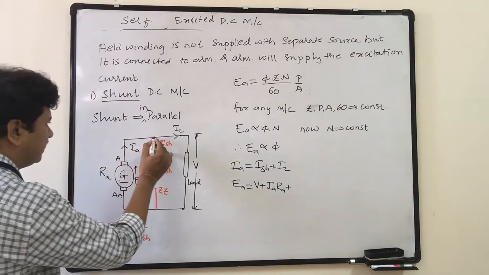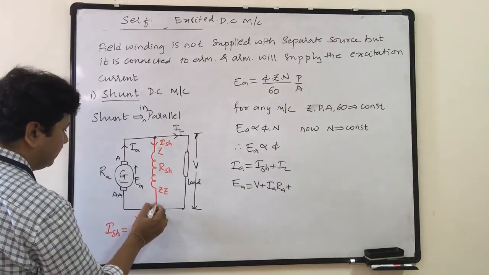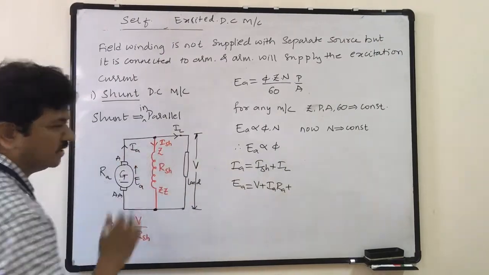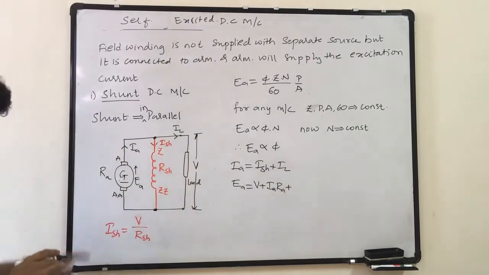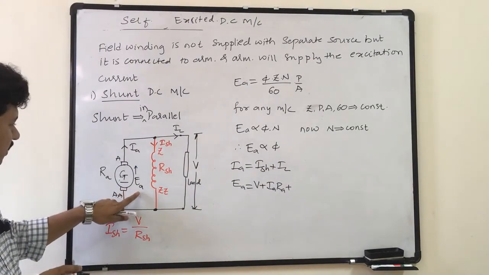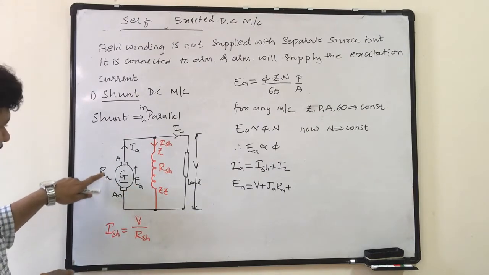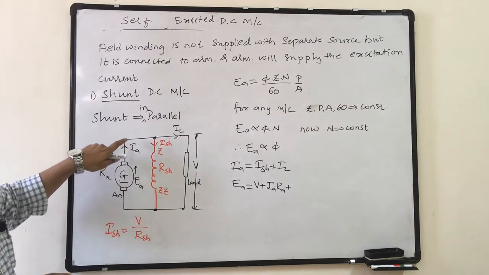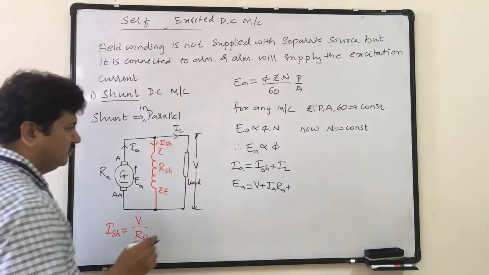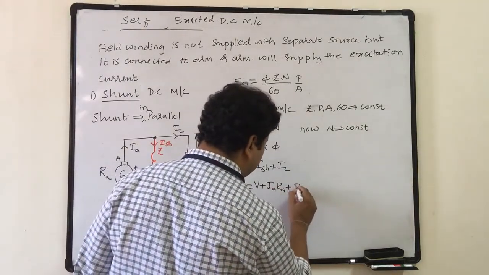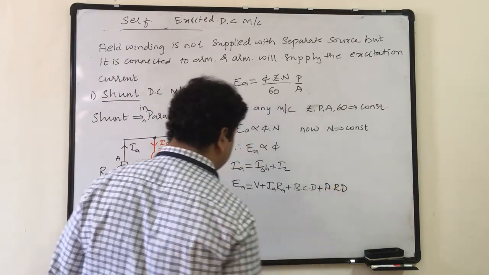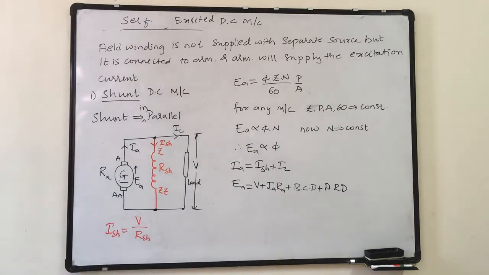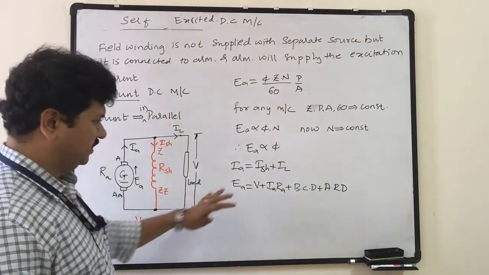So the voltage across the field is always equal to the terminal voltage, not the generated voltage. Because the generated voltage will supply the IRA drop, the brush contact drop, and the armature reaction drop. So EA is V plus IRA plus brush contact drop plus armature reaction drop. Or you can write V equal to EA minus all those terms. Now this is about the circuit.